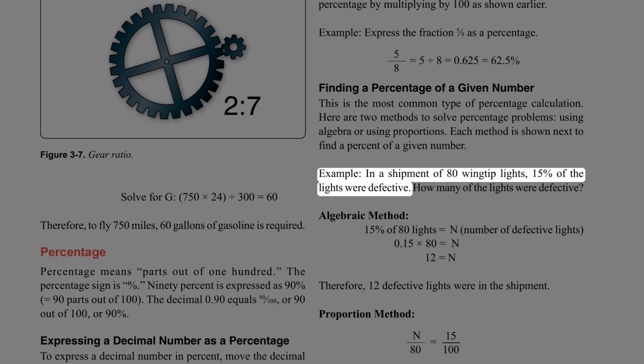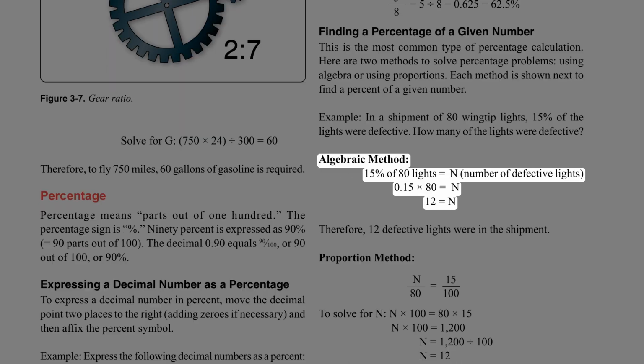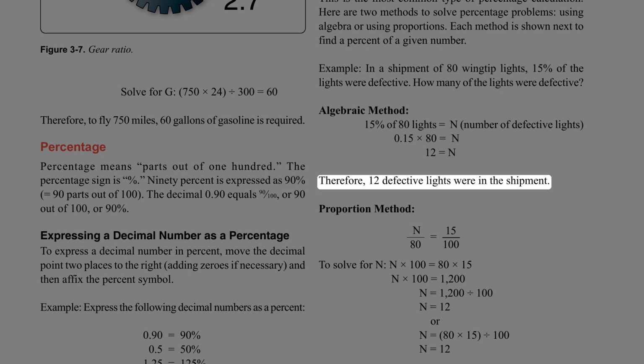Example: in a shipment of 80 wingtip lights, 15% of the lights were defective. How many of the lights were defective? Algebraic method. 15% of 80 lights equals n, number of defective lights. 0.15 times 80 equals n. 12 equals n. Therefore, 12 defective lights were in the shipment.